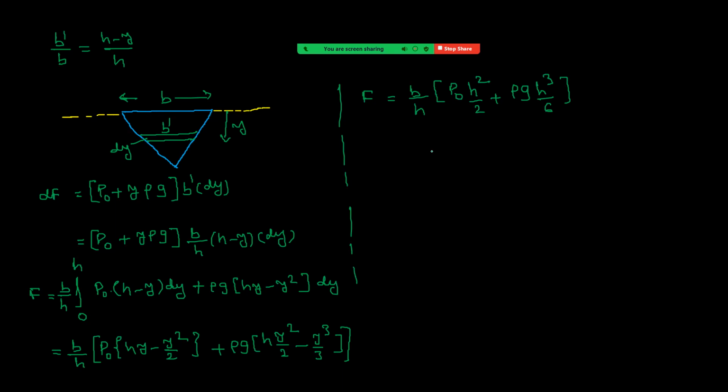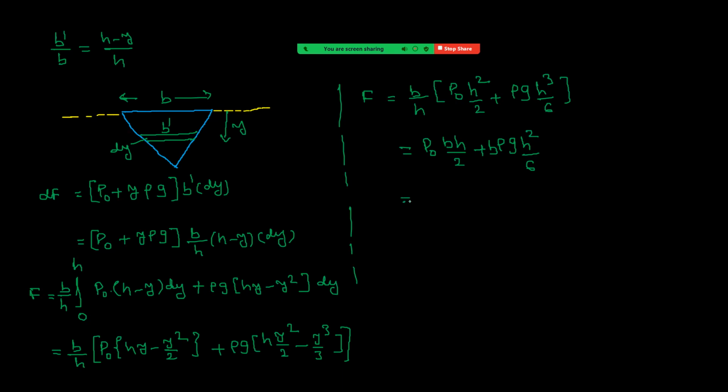Now see the calculation part. H and H square, H and H cube. Remaining is P naught into BH by 2. Cross check once. One H gets cancelled. Plus this is rho G, and B is here, B is there, B rho G, H square. Do one thing here: rho G, what is left here, H square by 6, right?